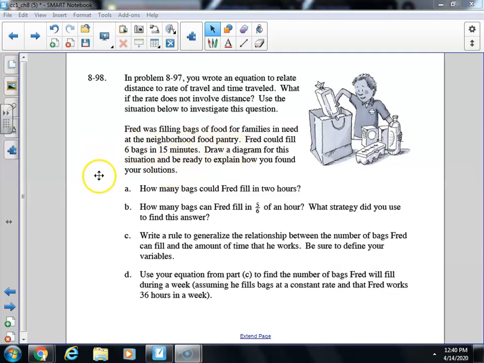So we want to know how many bags Fred can fill in 2 hours, and we want to know how many bags Fred can fill in 5/6 of an hour. So again, go ahead and pause the video, draw a diagram, and see what you can do to find how many bags Fred can fill in 2 hours and how many he can fill in 5/6 of an hour.